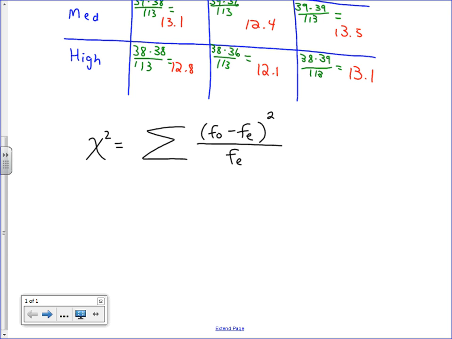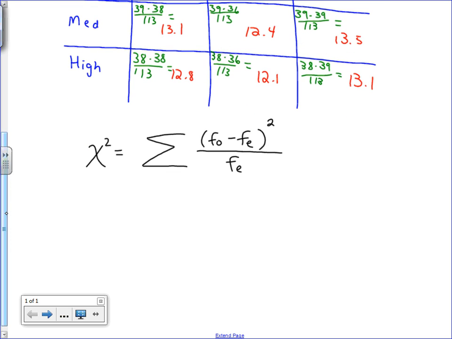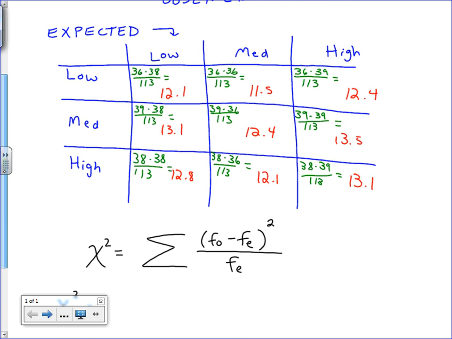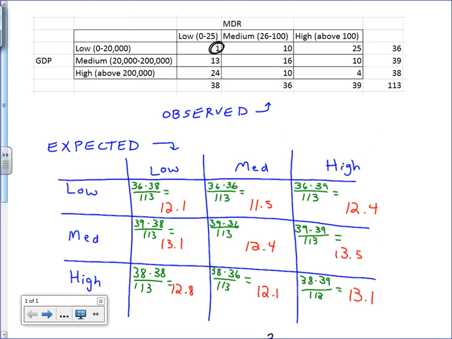So there's 9 of these calculations altogether, and then of course the giant sum of these, you're going to add your 9 fractions together after you generate them. So I'm going to fill in a few of those so you can see what the chi-squared calculation should look like. So chi-squared is going to equal, for my values, the first observed value, which is 1, minus the first expected value from the same cell, which is 12.1.